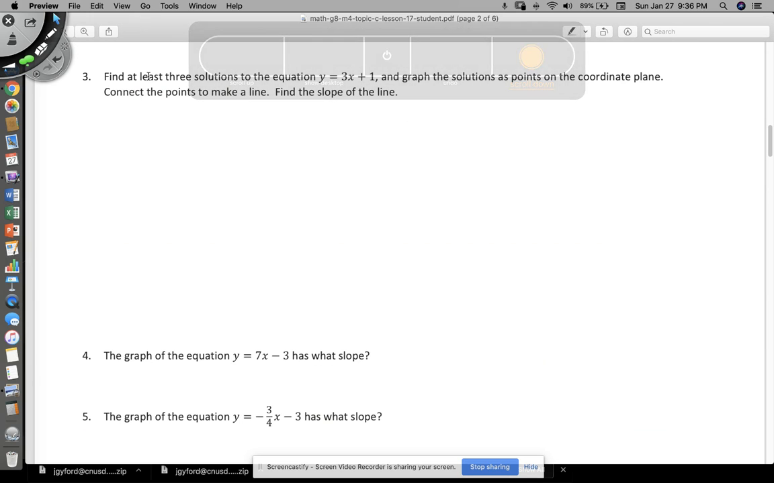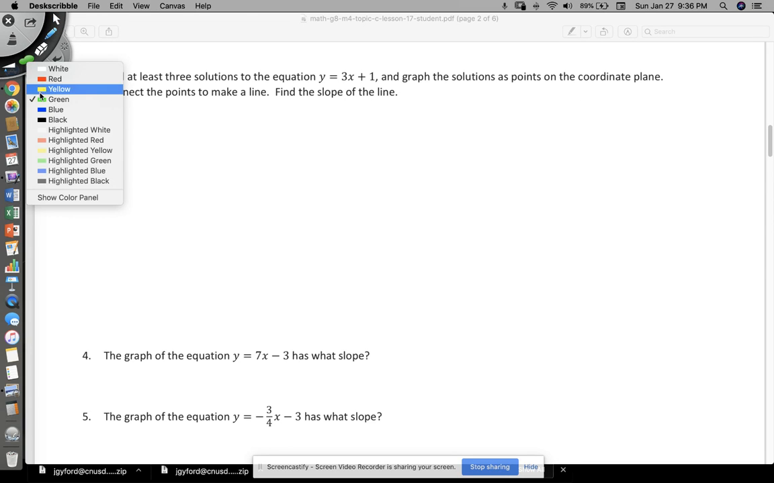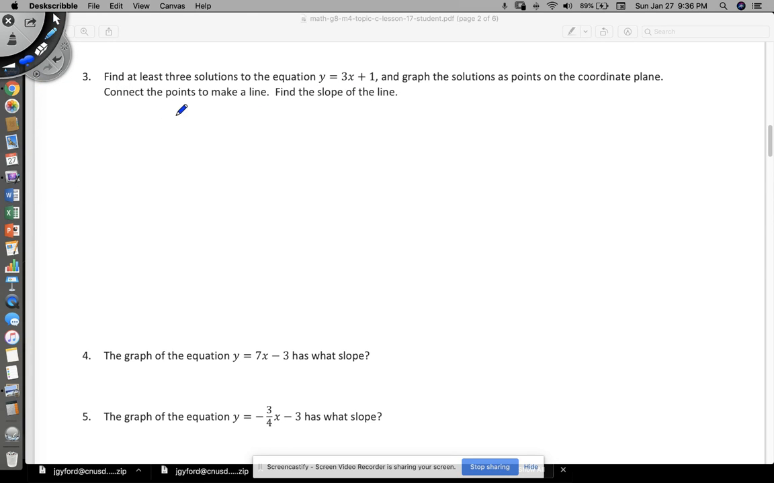Find at least 3 solutions for this graph. All right, I'm going to go ahead and set you up, and then you're going to take it from there. And again, what's our slope? You're going to tell me what our slope is, and then I'm going to give you the x values. We're going to use the same x values we've been using, and you're going to go ahead and solve this out. Find your y values, find your coordinates, and then go ahead and place them on a graph.